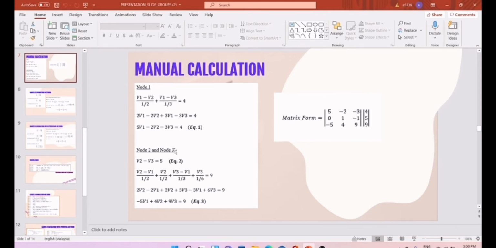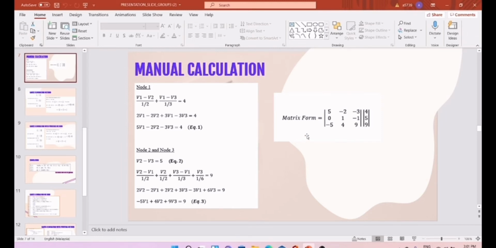For node 2 and node 3, V2 minus V3 equals 5. This is our equation 2. (V2 minus V1) over 1/2 plus V2 over 1/2 plus (V3 minus V1) over 1/3 plus V3 over 1/6 equals 9. 2V2 minus 2V1 plus 2V2 plus 3V3 minus 3V1 plus 6V3 equals 9. Negative 5V1 plus 4V2 plus 9V3 equals 9. This is our equation 3.